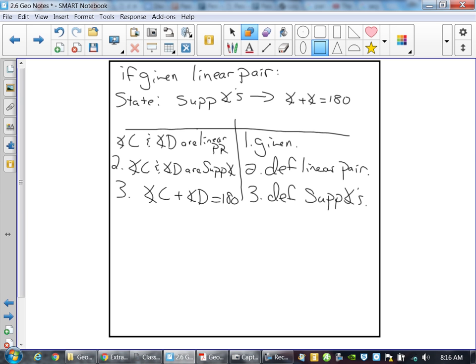I guess the best thing to do here is kind of the same idea. I know that this is C and D. They're gonna create a linear pair. They're gonna add up to equal 180 degrees because they form a line. Okay.